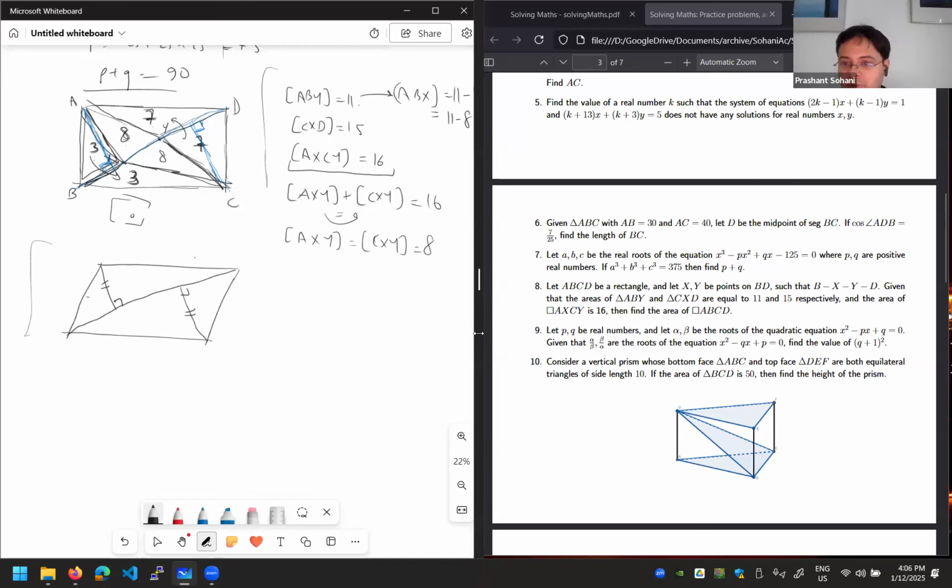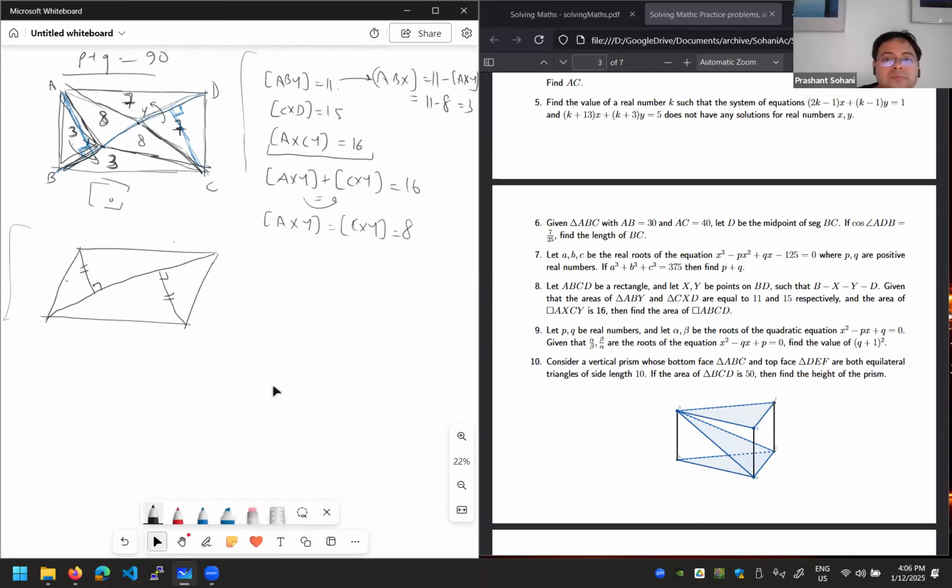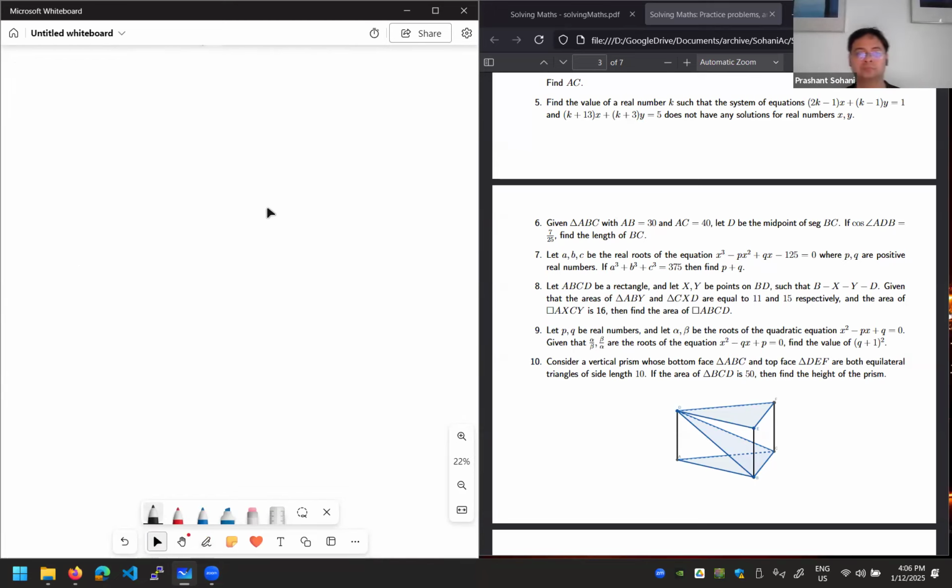Okay, then next question, question 9. So what is given is alpha, beta are the roots of that equation. Okay, and so I'm given two equations.